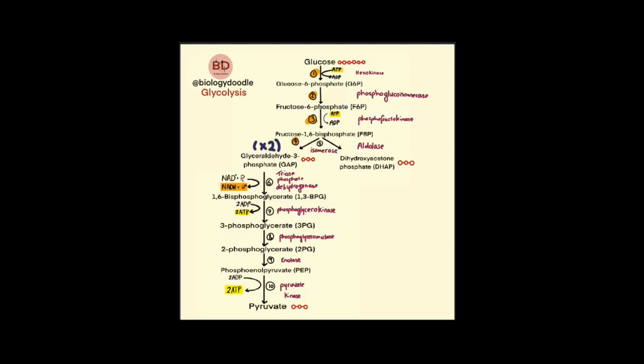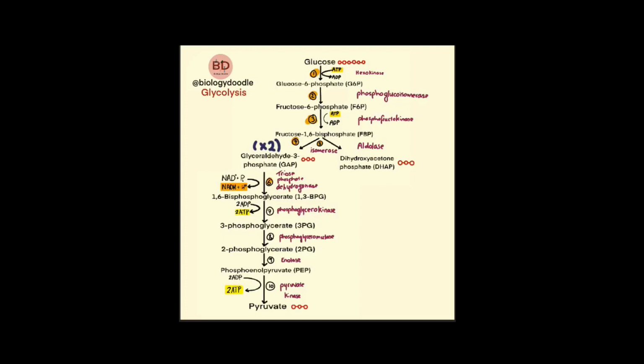Step 4. Aldolase cleaves the sugar molecule into 2 different 3-carbon sugars, known as glyceraldehyde 3-phosphate and dihydroxyacetone phosphate. Step 5 is the conversion between DHAP and GAP. This reaction never reaches equilibrium, and GAP, or glyceraldehyde 3-phosphate, instead moves on to the next step and is used up.